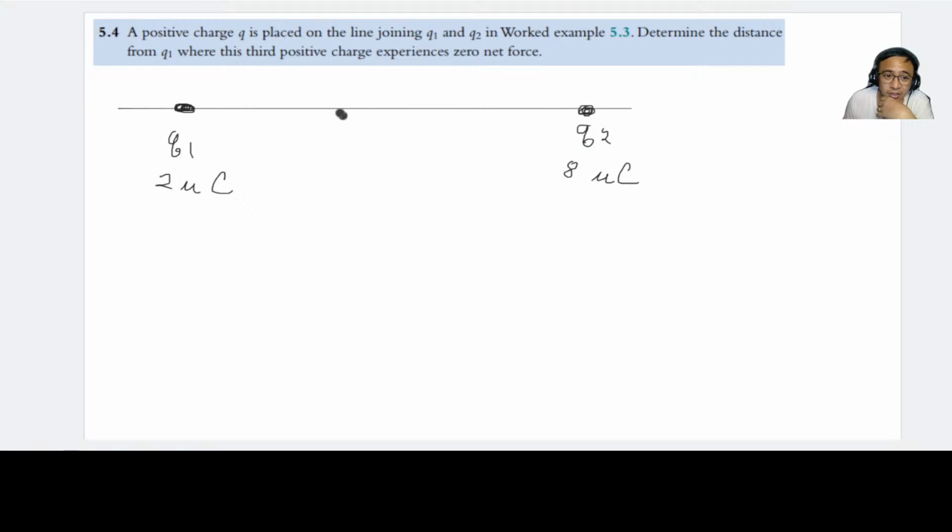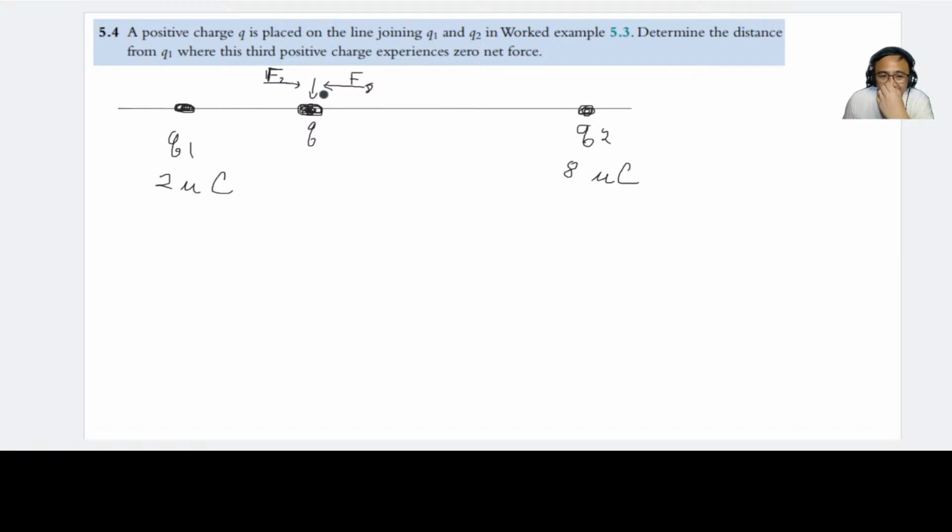So we're going to put Q somewhere here. Now, I want to ask you, where do you think Q would be, more or less? Should it be closer to Q1 or closer to Q2? It should definitely be closer to Q1. Okay, so somewhere here. Why is that the case? Because Q2 is like 4 times greater in charge. Okay, exactly. So we know that at this point it experiences two forces like that, the force from the 8 and then the force from the 2, right?